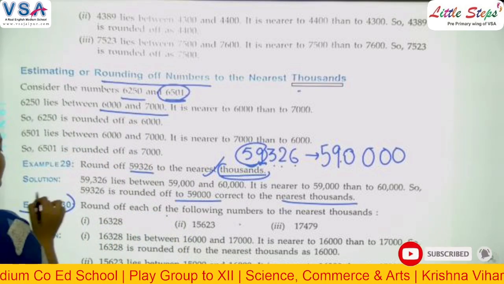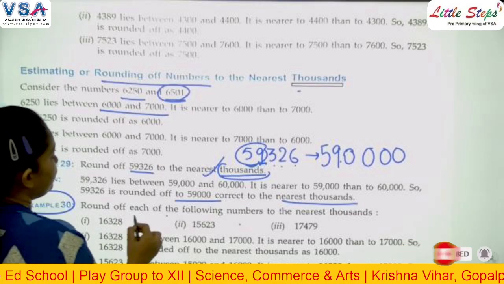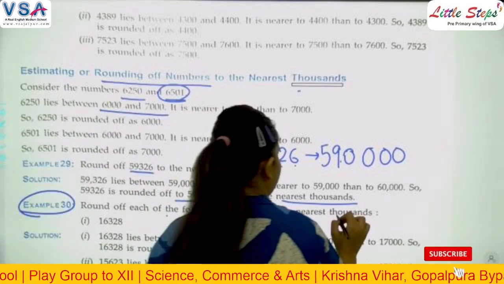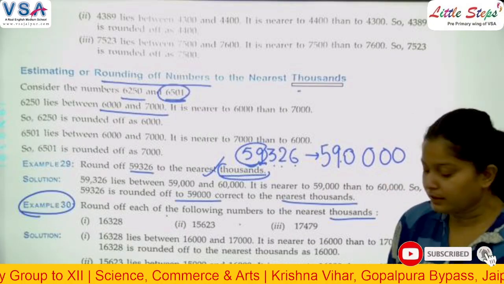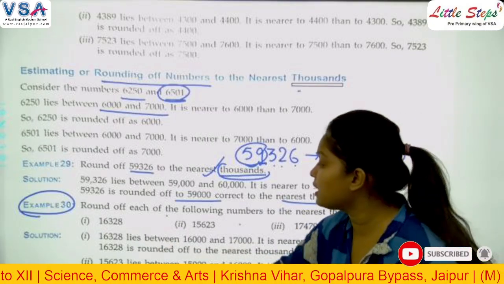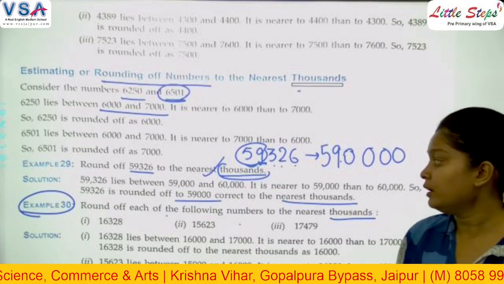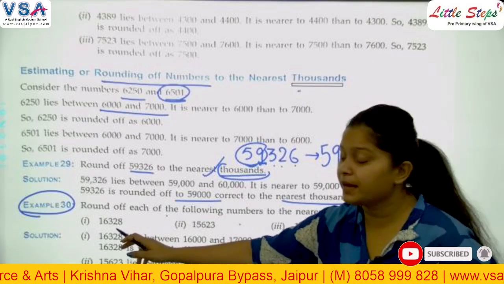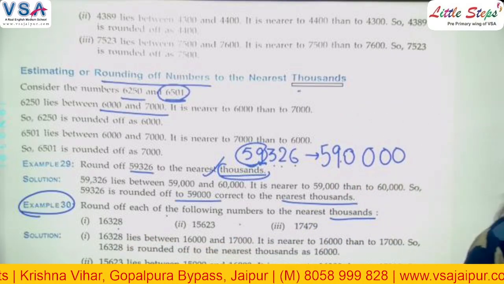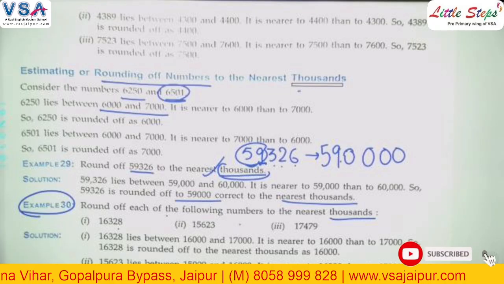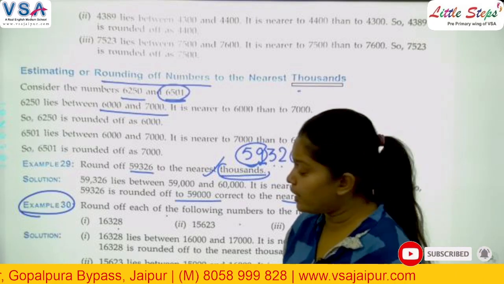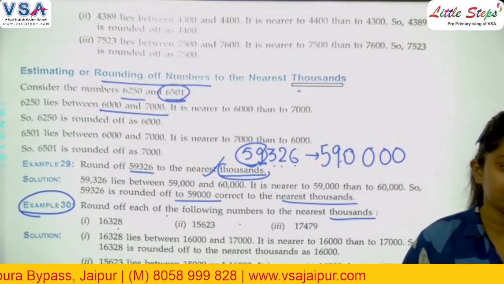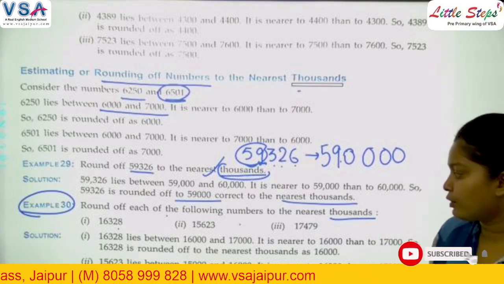Let's look at example number 30. We need to round off each of the following numbers to the nearest 1000 again. So tell me directly the answer of 16,322. Where will it land? This number will be between 16,000 and 17,000. So what do we have to do? Tell me how many zeros are there? Okay, we have 3 zeros.